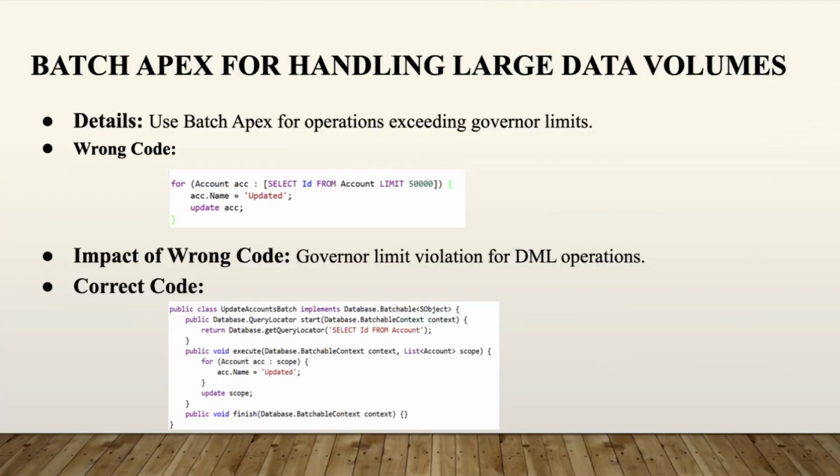So the next thing is we need to use the batch Apex for handling large volume. If there is any scenario to update a large number of records in the Apex, instead of doing it directly in the Apex, we can use the batch Apex for doing it. So we don't hit the governor limits for the DML operations.